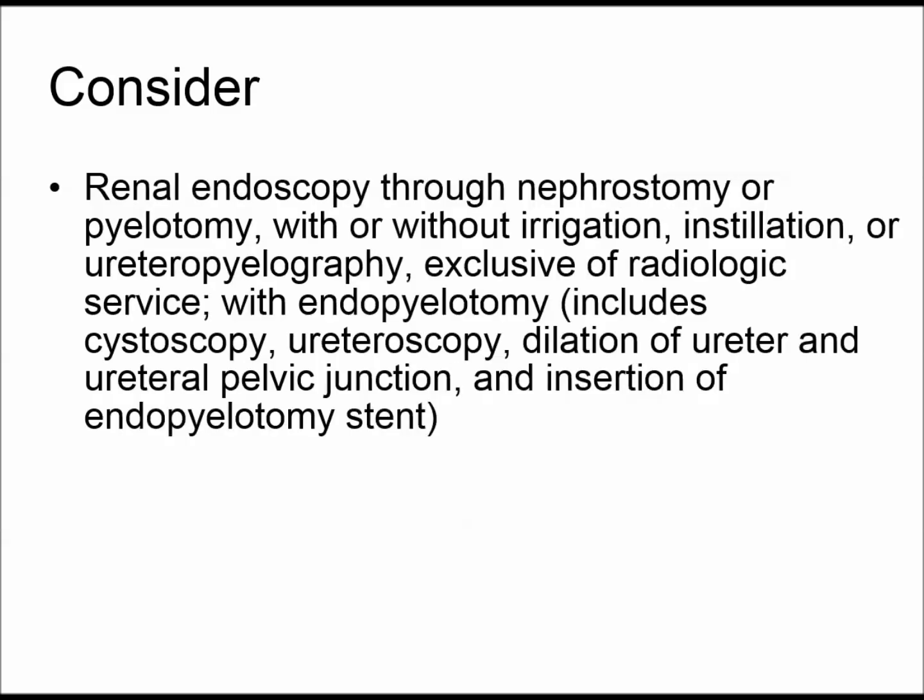And the reason being, consider this: renal endoscopy through nephrostomy or pyelotomy, with or without irrigation, instillation, or ureteropyelography, exclusive of radiologic service, with endopyelotomy, includes cystoscopy, ureteroscopy, dilation of ureter and ureteropelvic junction, and insertion of endopyelotomy stent. That's a lot of words, and it sure would be difficult to explain that on an electronic health form, insurance claim form, or even a CMS 1500, which is the paper version of the electronic 837.